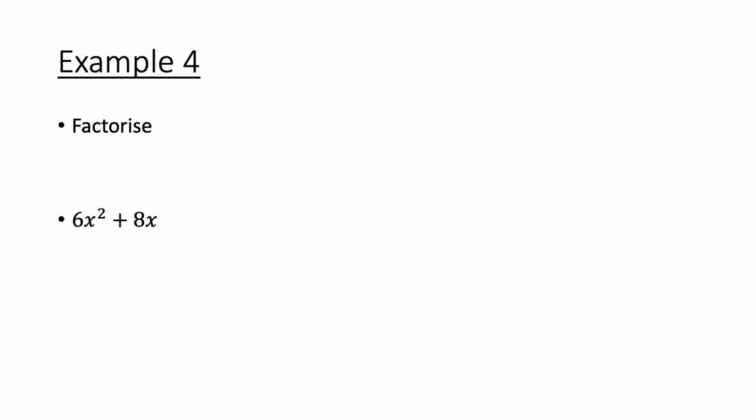Right, guys, example number 4. Factorize this. We've got 6x squared plus 8x, it's a bit trickier. So the highest common factor of 6 and 8 is actually 2. X squared and x is going to be x. And then the brackets are a bit trickier. So 2x times 4 is 8x. So that was nice and easy.